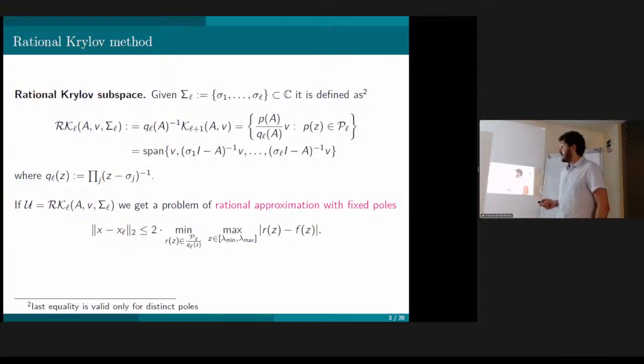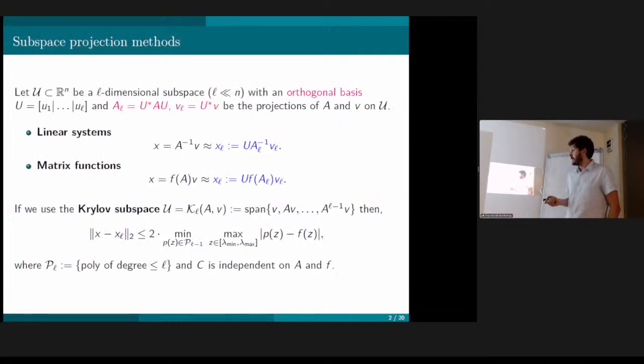So in particular, the questions that we wanted to address with this project are, how should I choose these parameters here? And what can I say about an explicit bound for this? So something that is not related to a rational approximation problem.